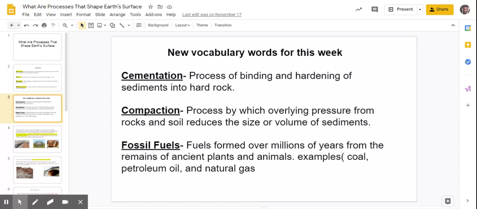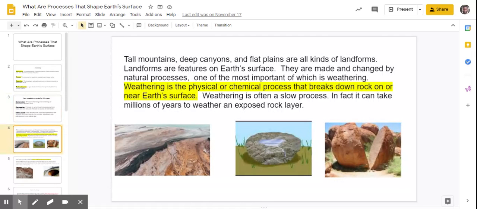Cementation is the process of binding and hardening of sediments into hard rock. And compaction is a process by which overlying pressure, or pushing down, reduces the size of that sediment and eventually turns it into sedimentary rock. Fossil fuels are fuels formed over millions of years from the remains of ancient plants and animals. So those are our vocabulary.